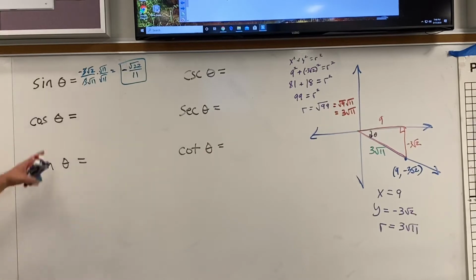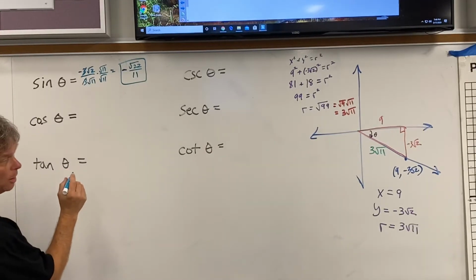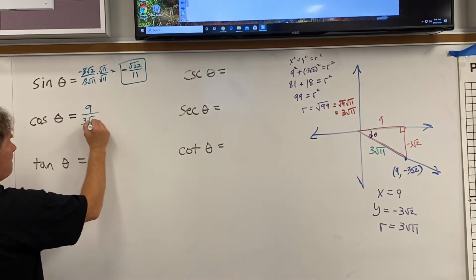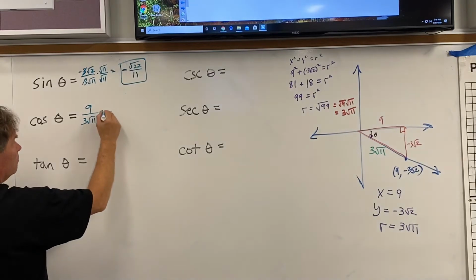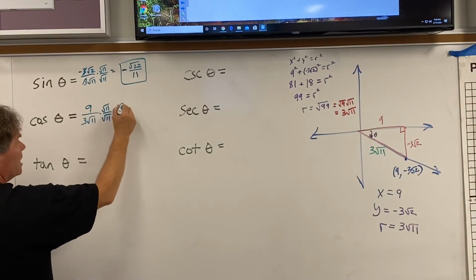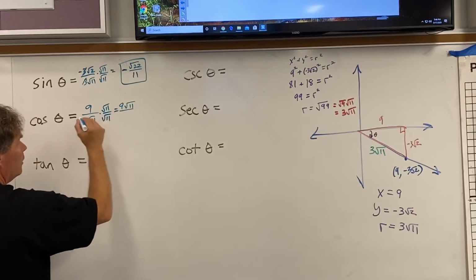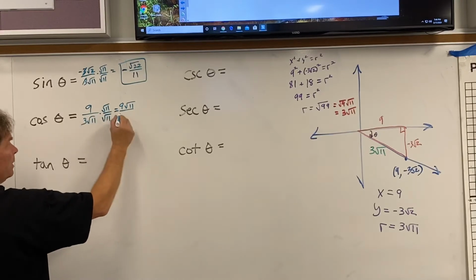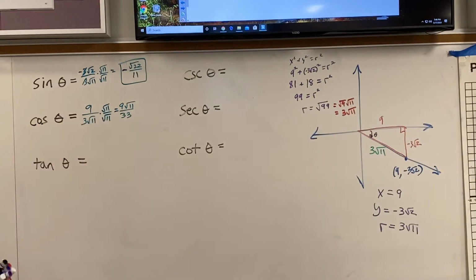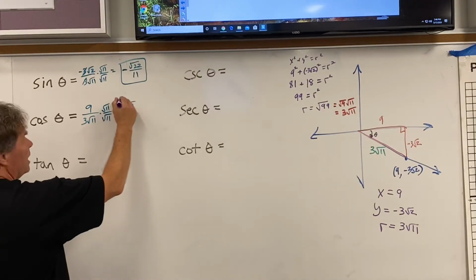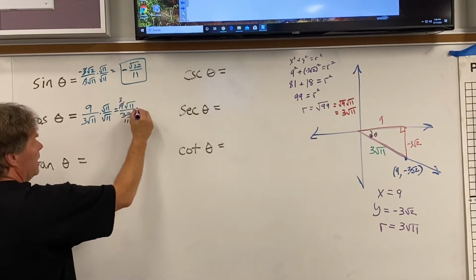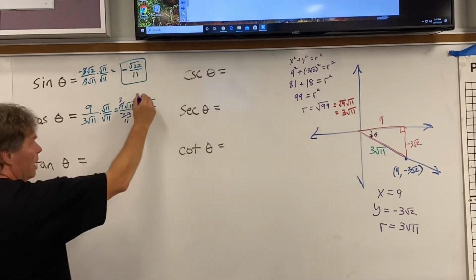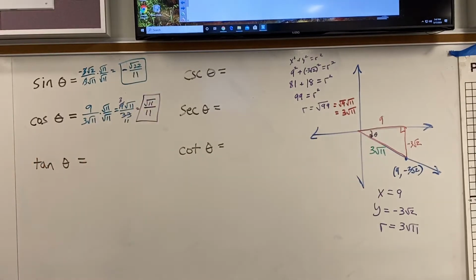Okay. Then, how about cosine? It's x over r. So it's going to be 9 over 3 root 11. Well, we don't want a root 11 there, so we multiply by root 11 over root 11. We get 9 root 11 over 3 times 11, right? Root 11 times root 11 is 11, times 3 is 33. Okay, they both have a 3 that I can simplify. I can make this 3, I can make this 11, and it becomes square root 11 over regular 11 positive. Right? There's no negative there.